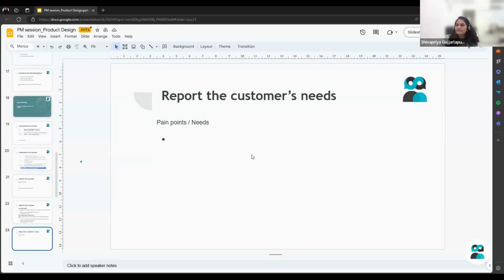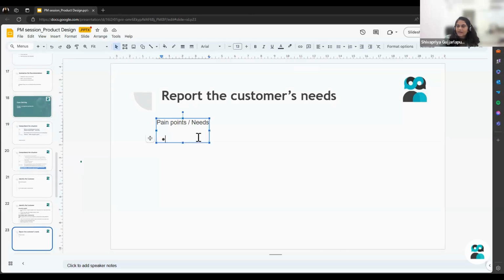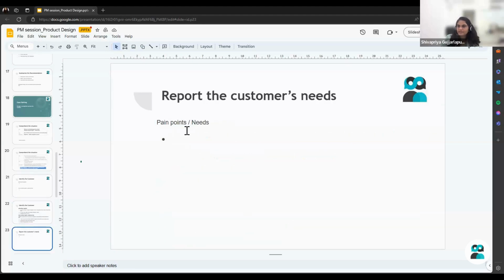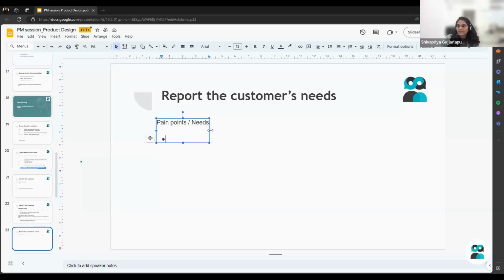Now the next part, in the interest of time, we'll move a little faster and understand the different pain points that come up for a tourist who's new to a city in Spain and is using a bike to cover their itinerary. Some pain points that come to your mind, please feel free to use the chat.